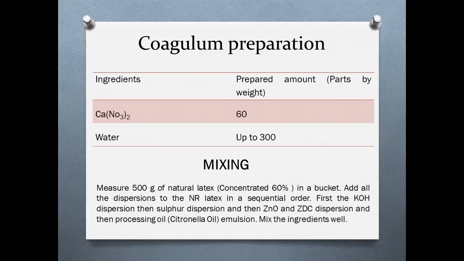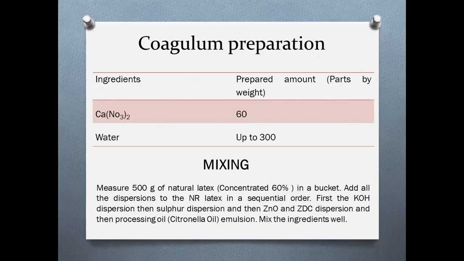After this preparation of coagulum, now you have 4 different dispersions and a coagulum. So now we can move to the mixing part. For the mixing, you have to mix the dispersions into the latex. Latex in the sense that it is the concentrated latex.